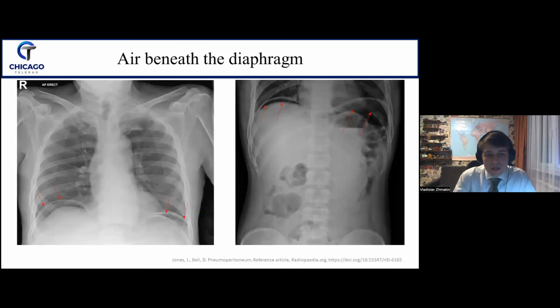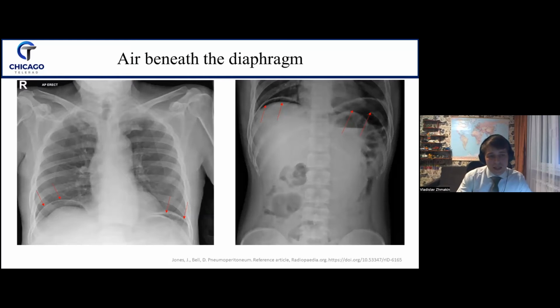On this slide, there are two radiographs. On the left, there is a radiograph of the chest, and on the right, there is a radiograph of the abdomen, and both of them show the cupola sign, a so-called rim of blackness just beneath the diaphragm. So this is free air in the abdominal cavity, and here also. Basically, the air tends to go to the highest point in the cavity.